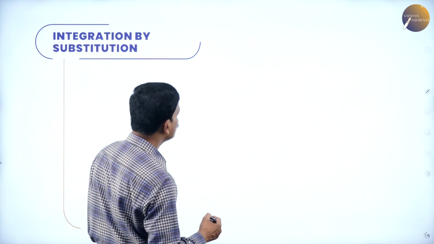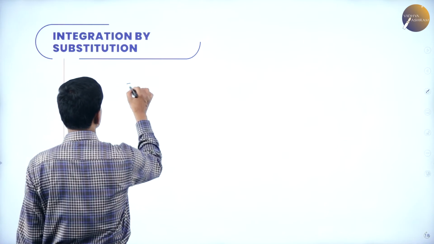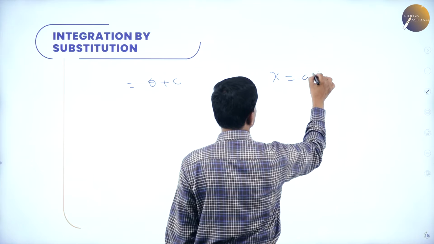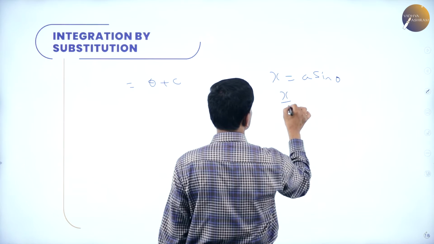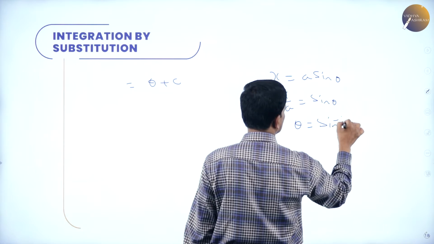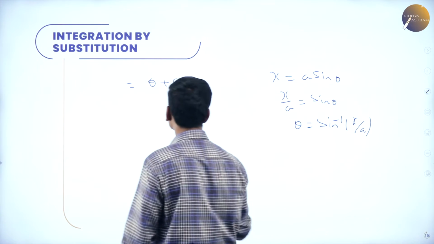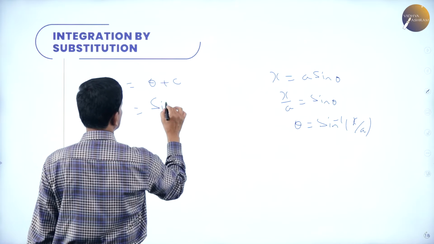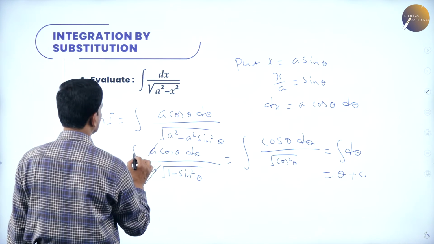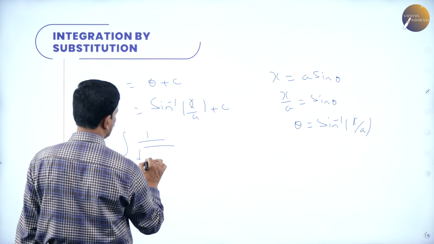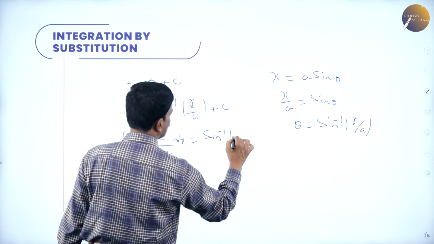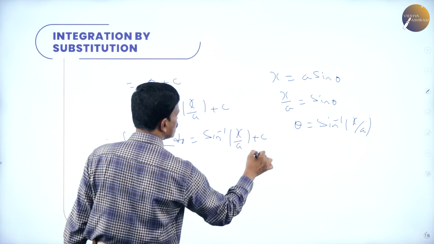Now what is the value of theta? Since this is equal to theta plus c. What is the substitution? x is equal to a sin theta. x by a is equal to sin theta. Therefore, theta is equal to sin inverse of x by a. So this is equal to sin inverse of x by a plus c. Therefore, the integral of 1 over root of a square minus x square dx is equal to sin inverse of x by a plus c.